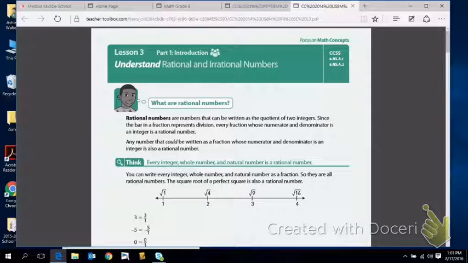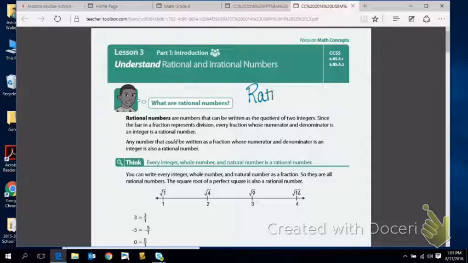Since the bar in a fraction represents division, every fraction whose numerator and denominator is an integer is a rational number. Any number that could be written as a fraction whose numerator and denominator is an integer is also a rational number.